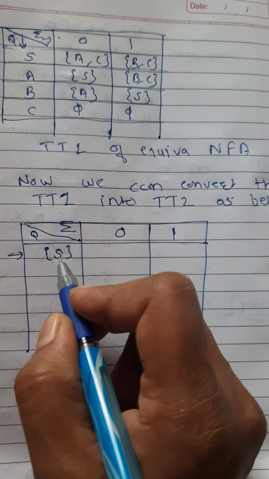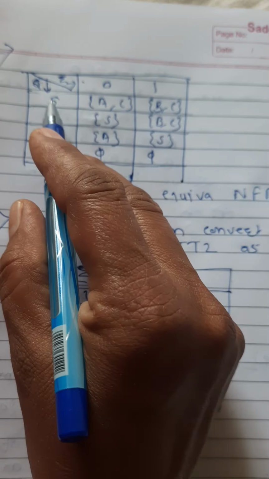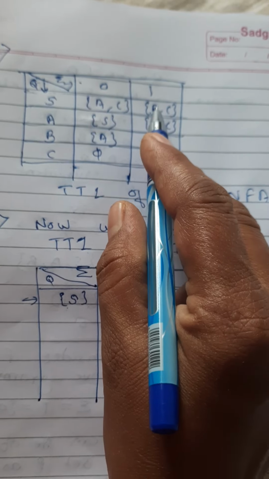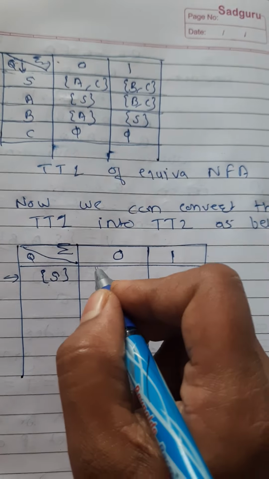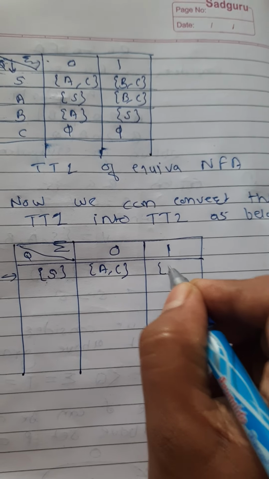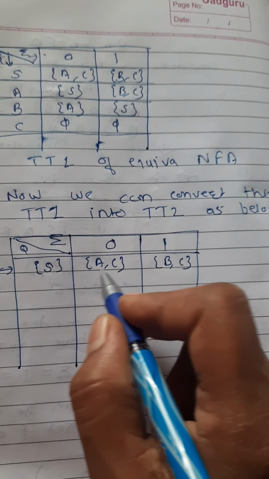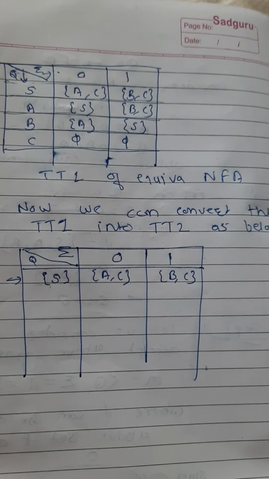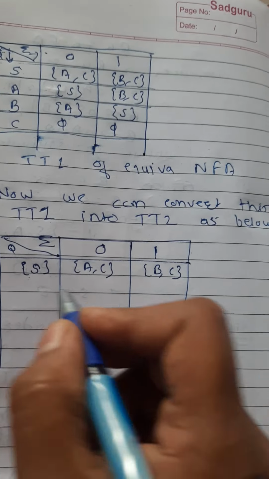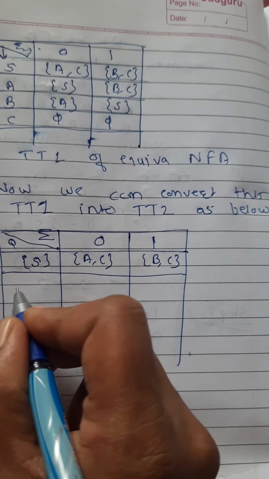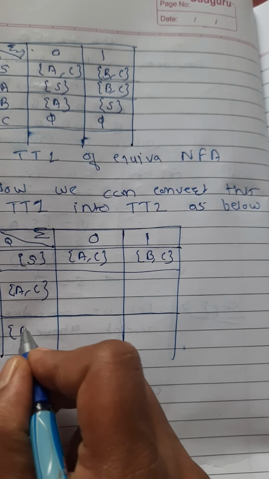Now this subset becomes the starting state of the equivalent DFA. Here there is only one state in the set, so we just copy the complete row from the previous table. This is the row of S, so copy it completely as it is, A C, B C. Now here we added two new subsets. Again these new subsets become states of the equivalent DFA, okay. So now first consider the AC subset, later on we will consider the BC subset.